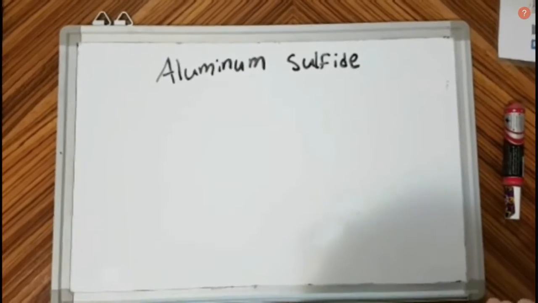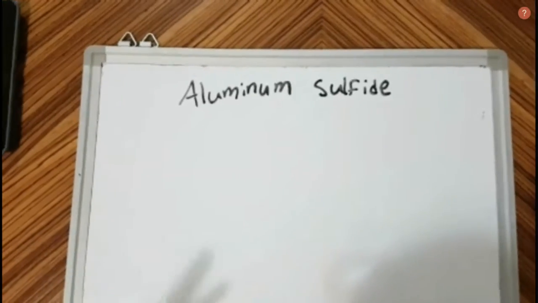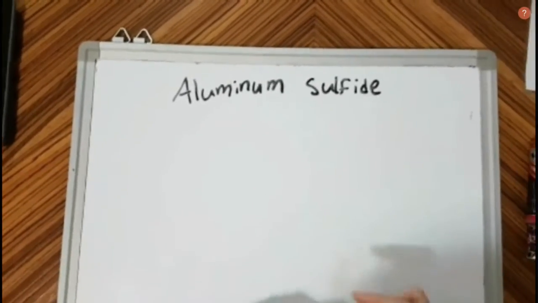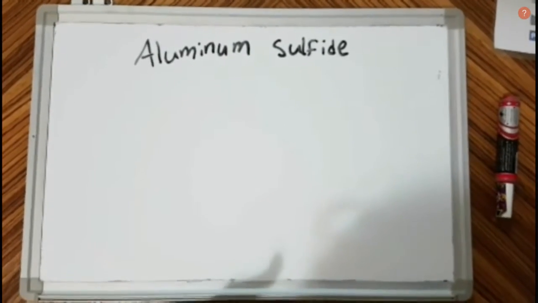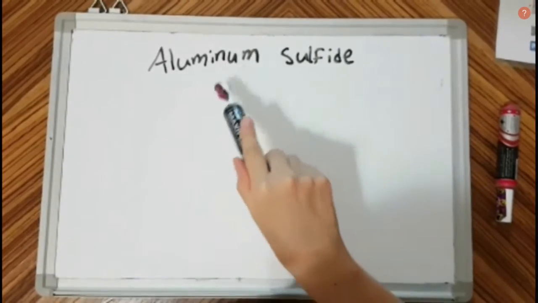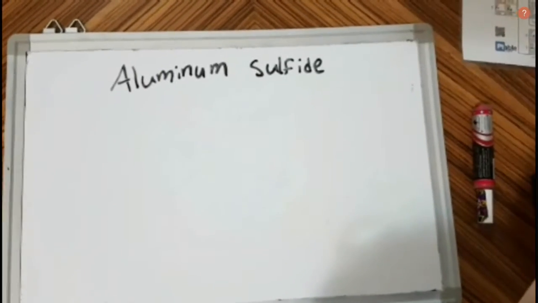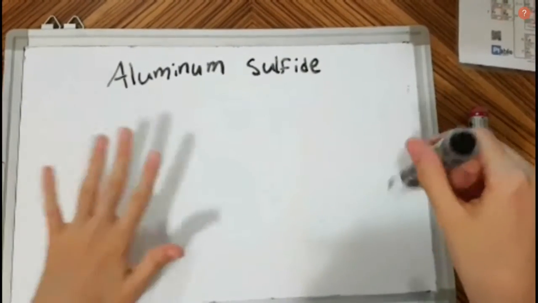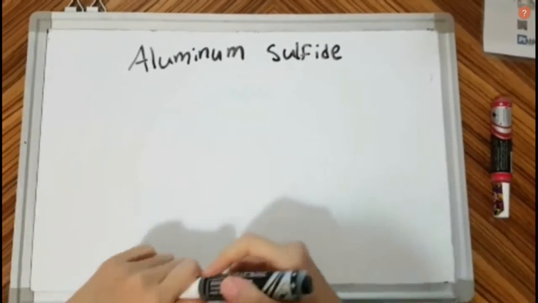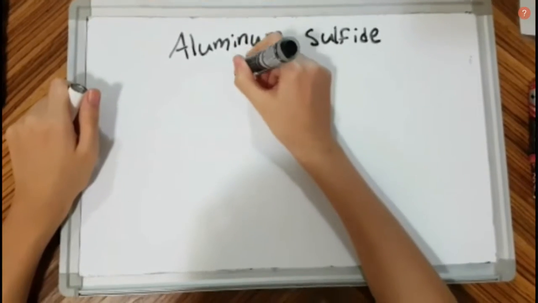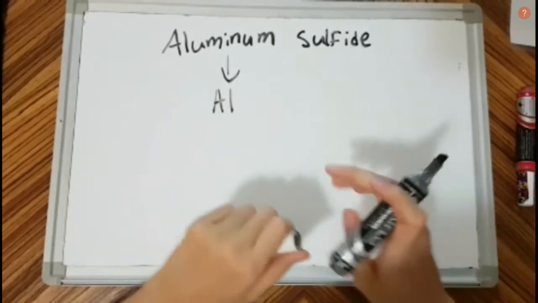And now we'll be talking about how we go from the name of an ionic compound to its formula. Once again, we first check each element using the periodic table. If one of these elements is a metal and the other one is a non-metal or polyatomic ion, then you know it's an ionic compound. But for now, we're just going to do a metal and a non-metal. So you first write the symbol of the metal, and aluminum is Al.